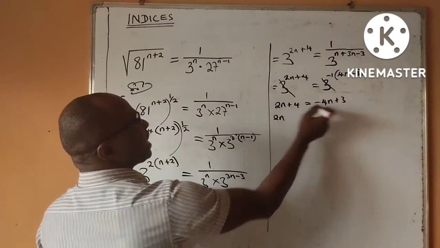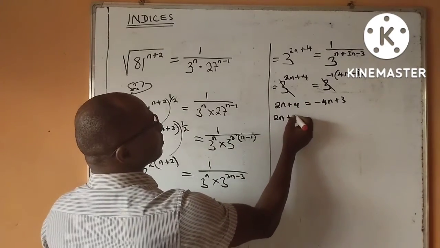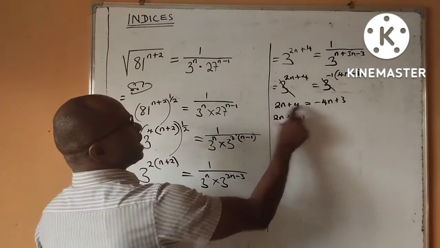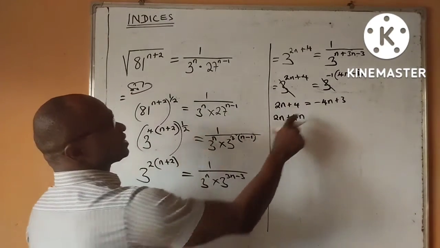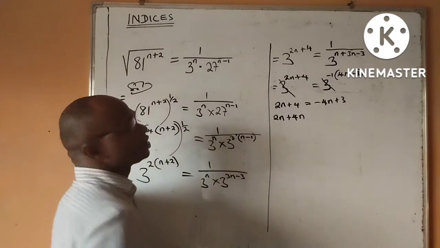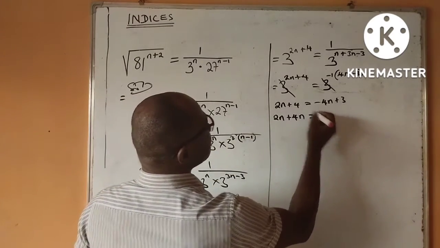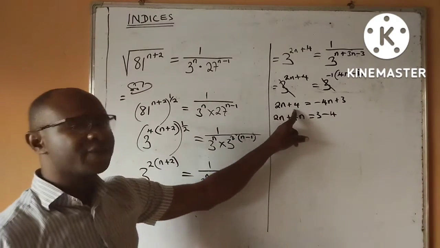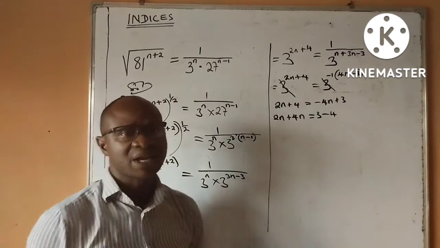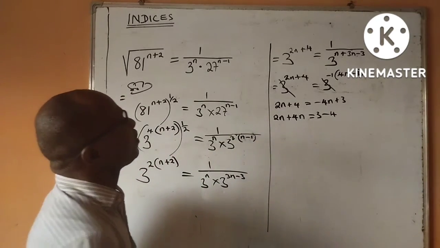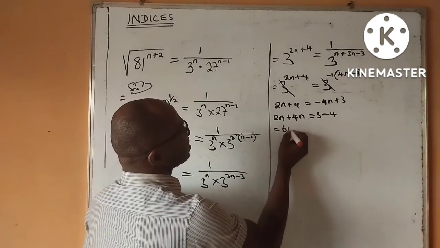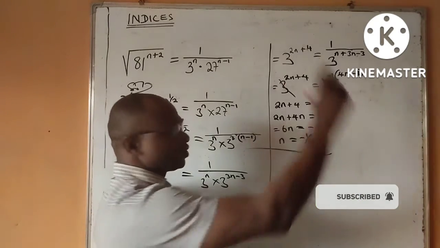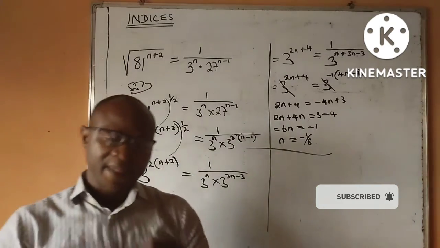So, collection of like terms: 2n, this amount coming over, will now become 4n. Added 2n minus 4n crossing to the left hand side becomes plus 4n, equal to this 3, and this amount coming over will now be minus 4. That is positive 4 moving from the left hand side to the right hand side becomes negative 4. So this and this will give me 6n equal to negative 1, and my n is negative 1 all over 6. Final answer.